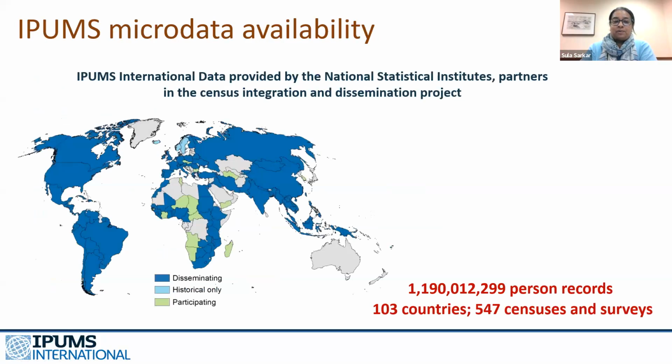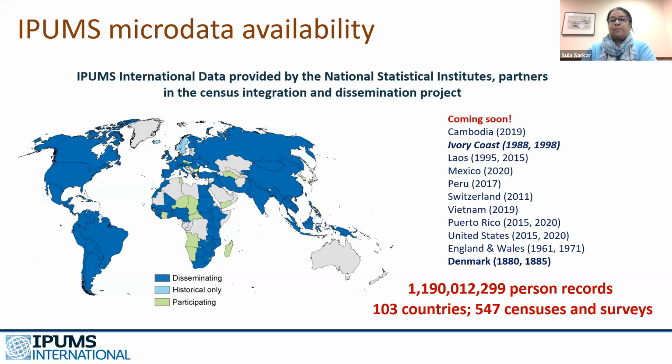So this map shows all the countries that we have data for. Anything in dark blue is where we are disseminating the data. Lighter blue are the historical censuses, mostly complete count data. And green is where we have a memorandum of understanding with the country, but we are not yet disseminating the data. We have data from 103 countries, close to 550 censuses and surveys, and more than 1 billion person records.